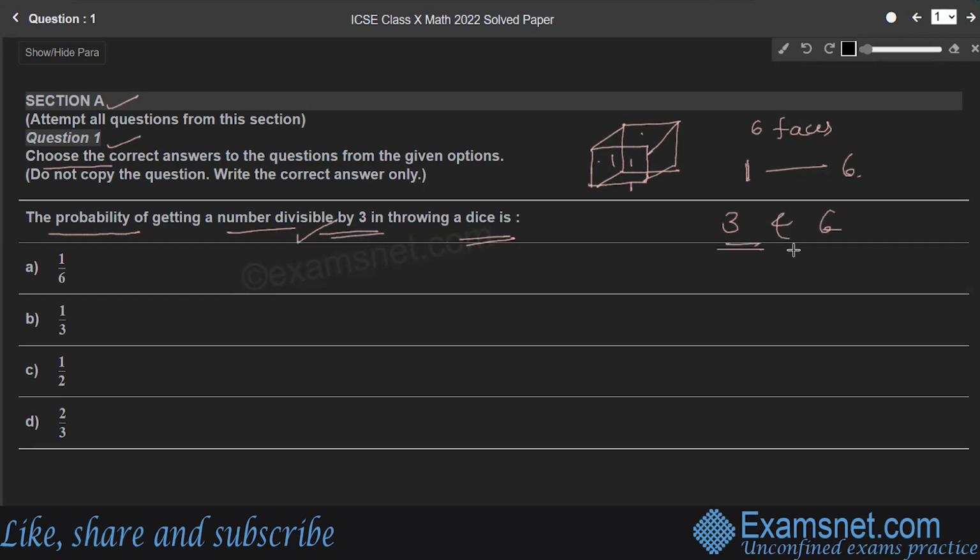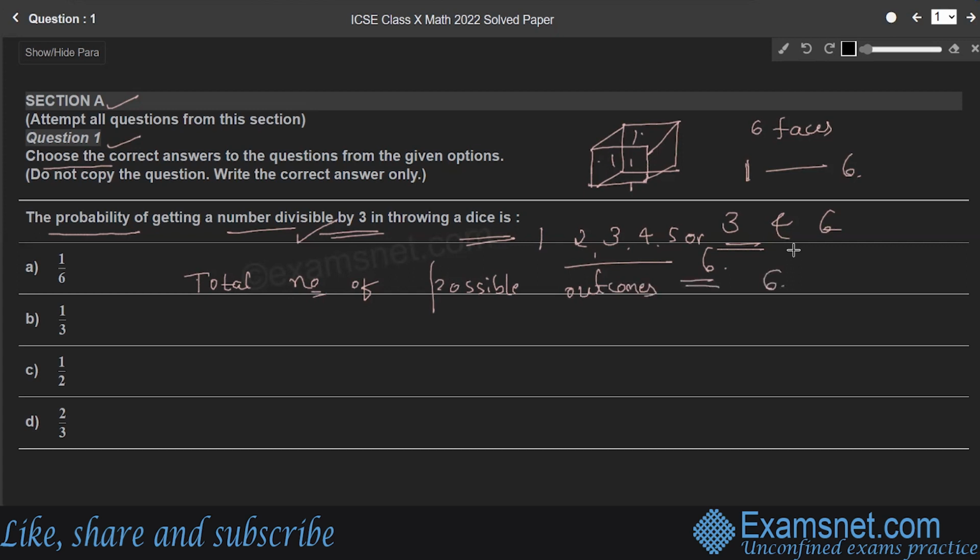So the probability of getting a number on throwing a dice which is divisible by 3: on throwing a dice you can get 1 as the top face, or 2, 3, 4, 5 or 6. These are the possible outcomes on throwing a dice. Therefore total number of possible outcomes is equal to 6.